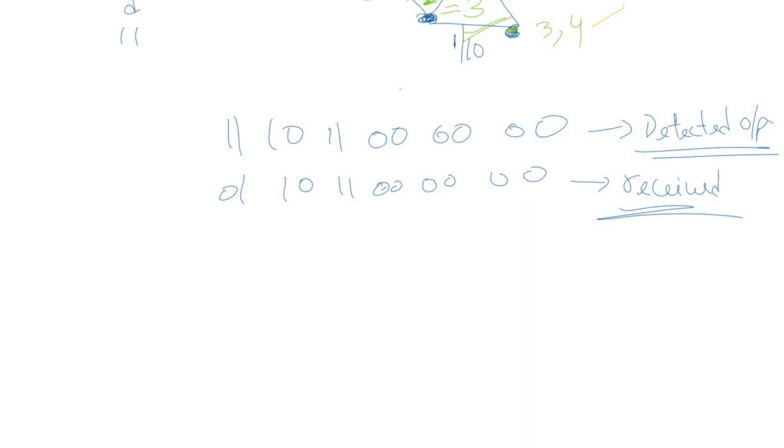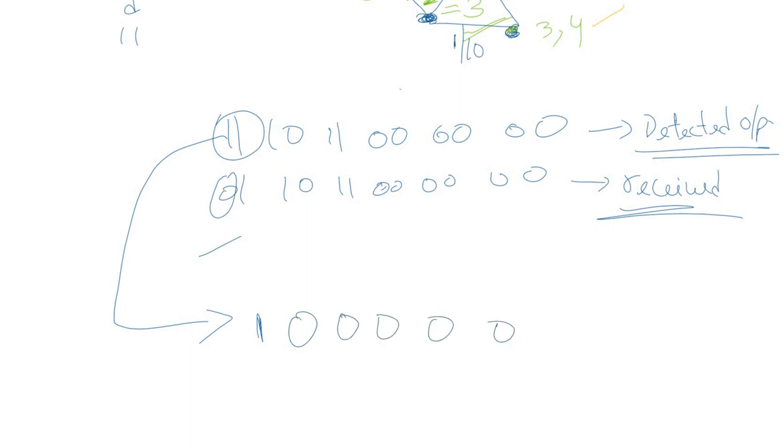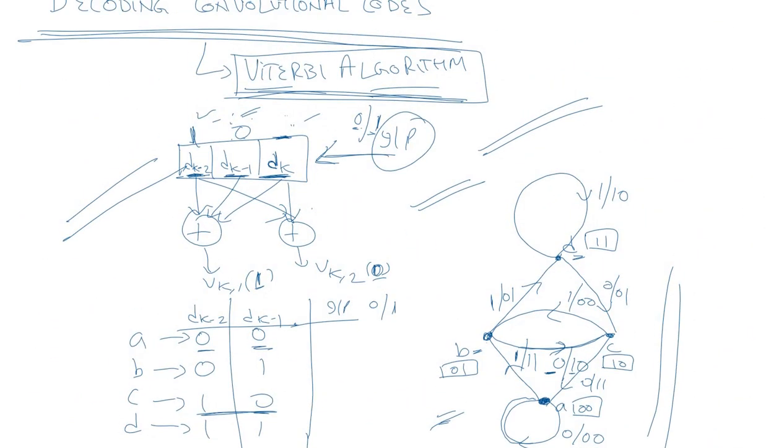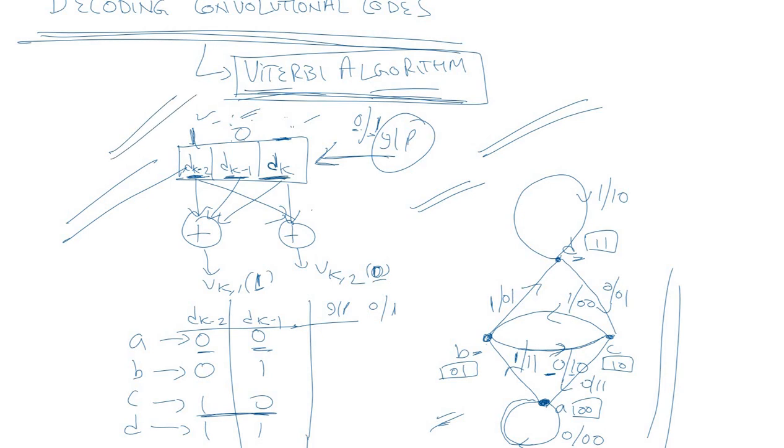So you can clearly see here that there is a bit difference of 1 here, and corresponding to this detected output you can also write down the information bits, that is this 1 1 is equivalent to 1, 1 0 is equivalent to 0, then 0 0 0 and again 0. This mapping you can easily do using the encoder diagram. We know this encoder diagram, this one. With the information of these two outputs, you can easily predict the input bit.